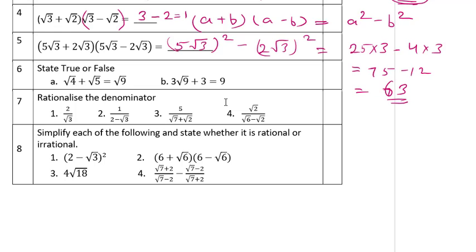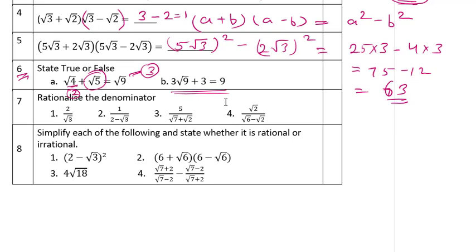Now the sixth question is: state true or false. Root 4 plus root 5 is root 9. Now the value of root 9 is 3. The value of root 4 is 2. So 2 plus 1 is 3, but I know that root 5 is not equal to 1. So root 4 plus root 5 is not equal to root 9. This statement is false. Now let us check B.